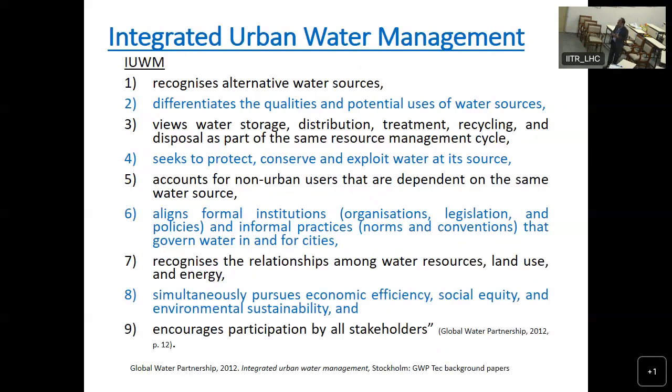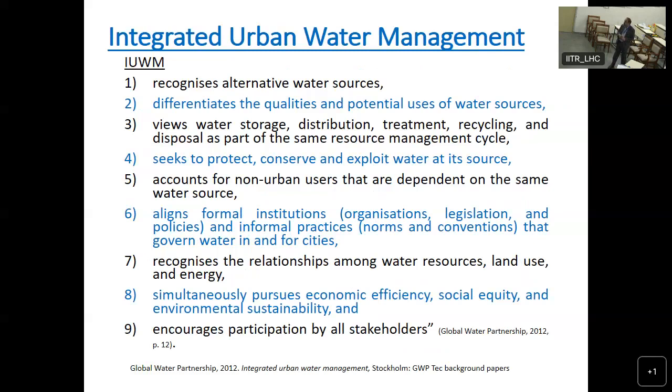So integrated water management recognizes the alternative water resources, differentiates the quantities and potential of the water resources, and views water storage, distribution, treatment, recycling, and disposal as part of the same resource management cycle. So we are looking at the overall integrated water management. Not only water supply, we are looking at wastewater, we are looking at stormwater overall, and that also covers rainwater and stormwater harvesting, every aspect.